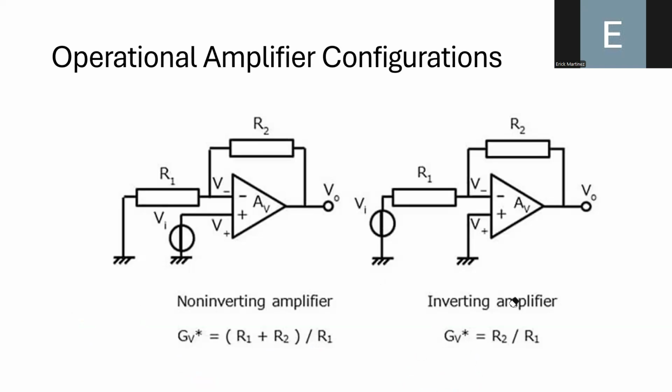And the inverting amplifier has a different configuration. You can see that the input voltage is connected between R1 and the negative terminal of the operational amplifier, and R2 is connected between the negative terminal and the output. And also we can say that the positive terminal is connected to ground directly. And the amplification factor is obtained by dividing R2 over R1. So the greater the R2 and the lower the R1, you can have a greater gain factor.